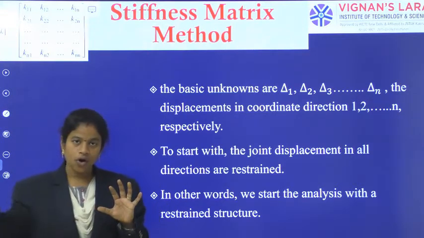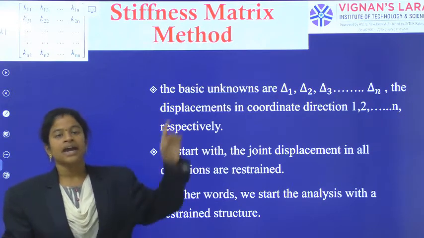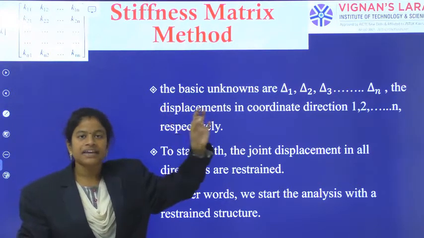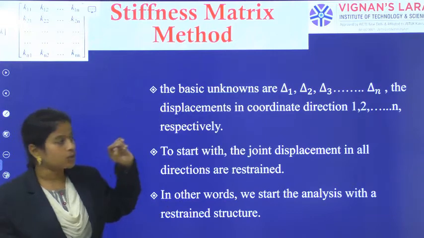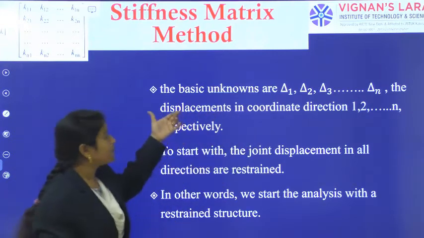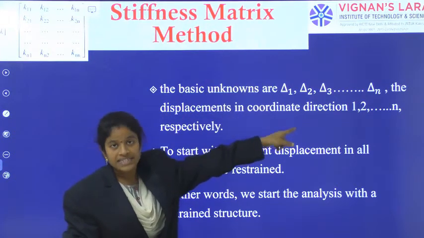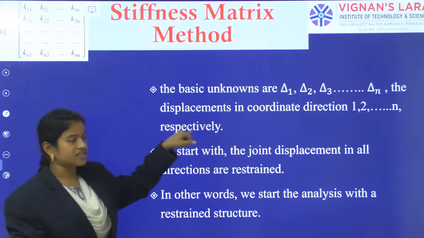Due to the application of all the loads on the structural system, at coordinate 2, what is the final displacement? That is delta 2. So, in this way, delta n are the displacements at the coordinates in directions 1, 2 and so on, respectively.